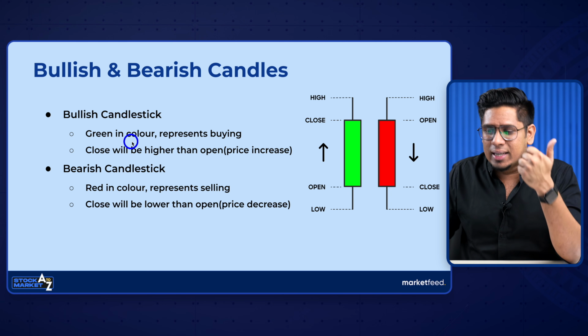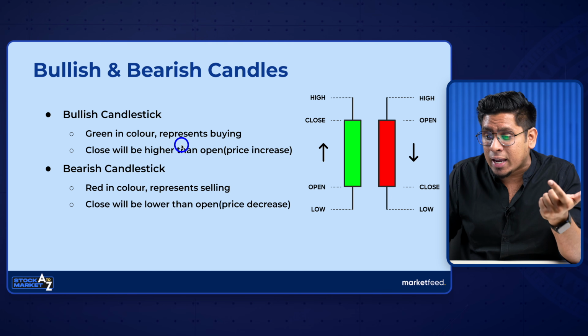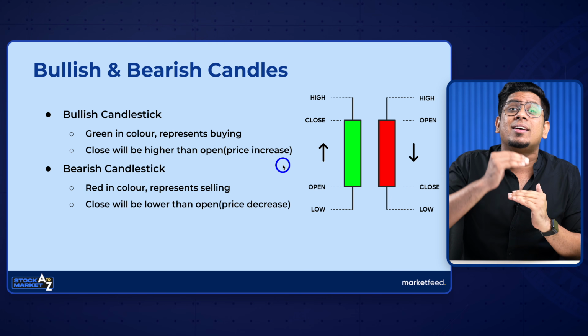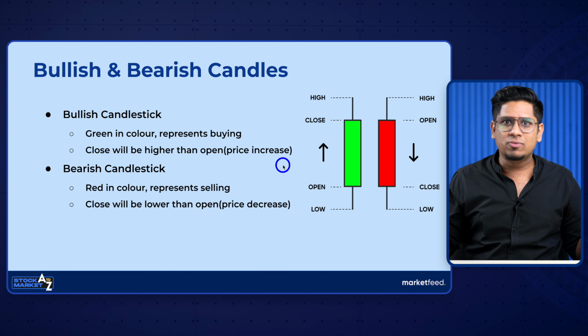Let's read it here. It is green in color and it represents buying. Number 2 is close will be higher than the open, which means that price increased in that time frame. Very simple.